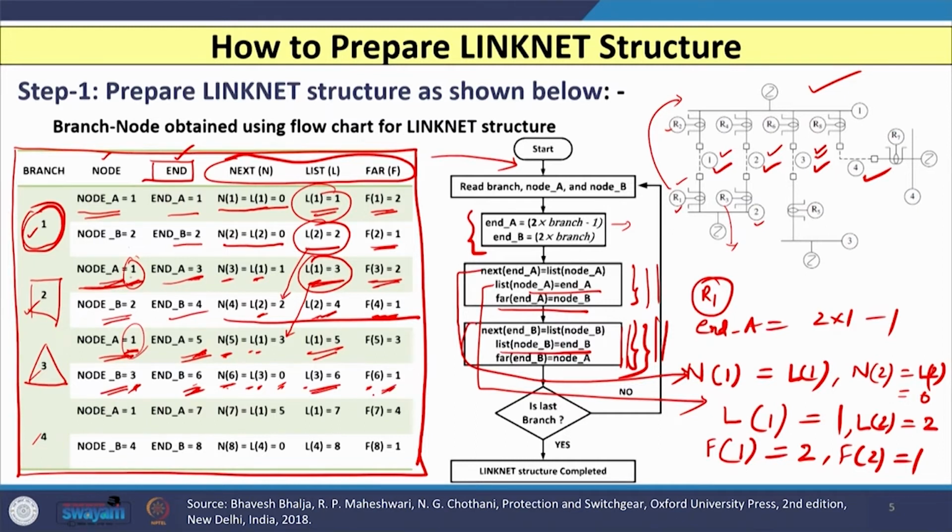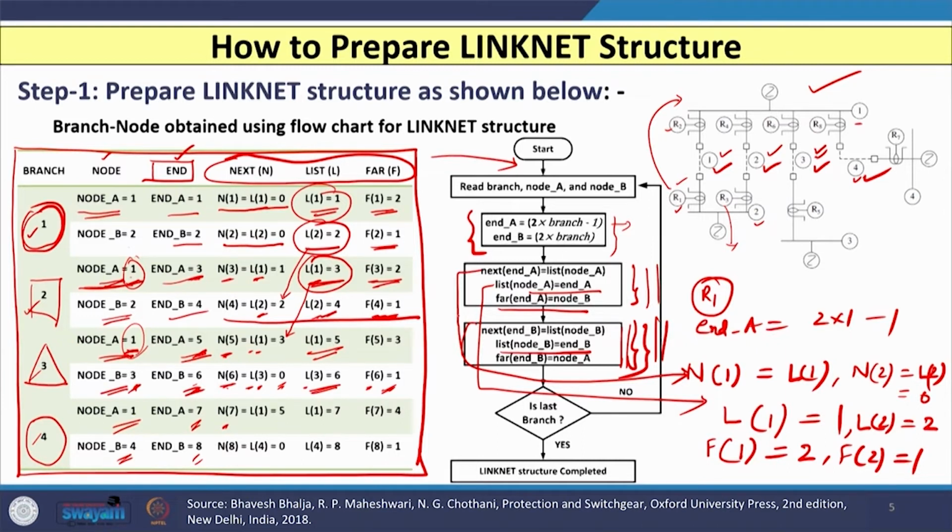So, this becomes 1. Similarly, when you consider the fourth branch, you can see that for the fourth branch you have 2 relays, R7 and R8, and the lowest relay number is R7. Opposite to that, bus 1 is your node A, and bus 2 is nothing but bus number 4. So, node A is equal to 1 and node B is equal to 4, you can see here. Similarly, AND A and AND B, considering branch is equal to 4. So, this comes out to be 7 and 8, and for these 2 blocks, next AND A, that is N and A, is equal to 7.